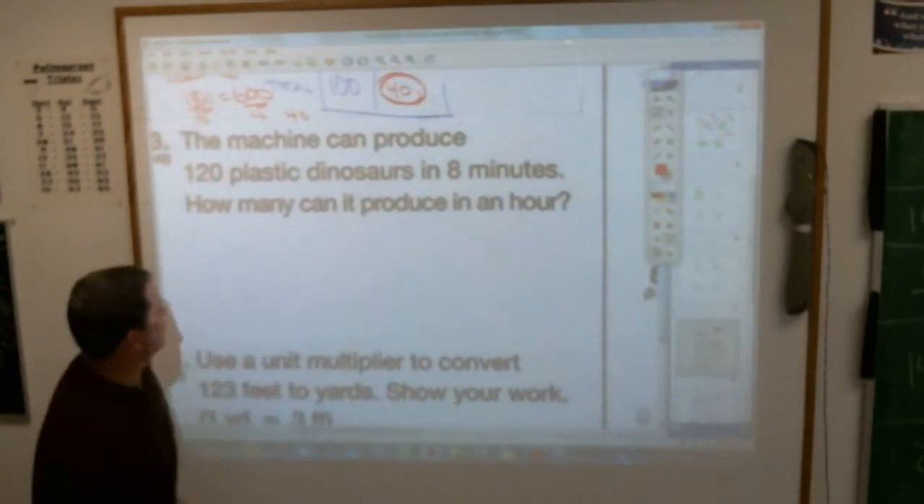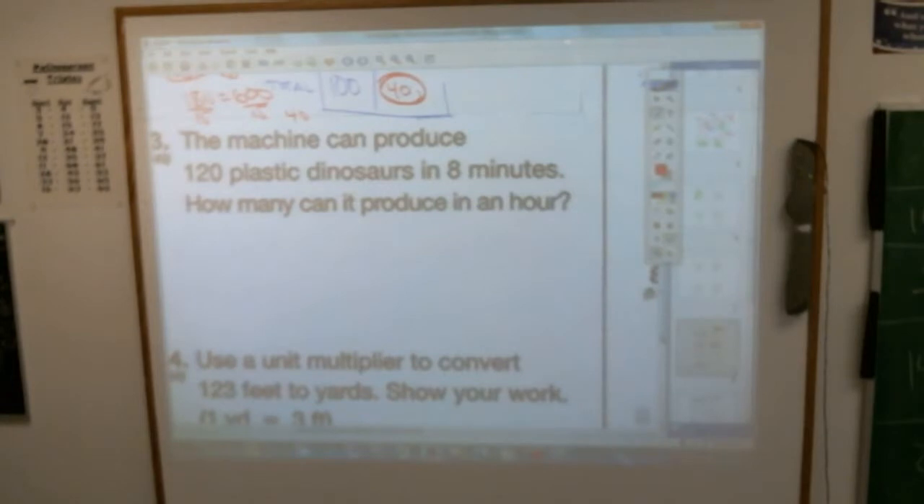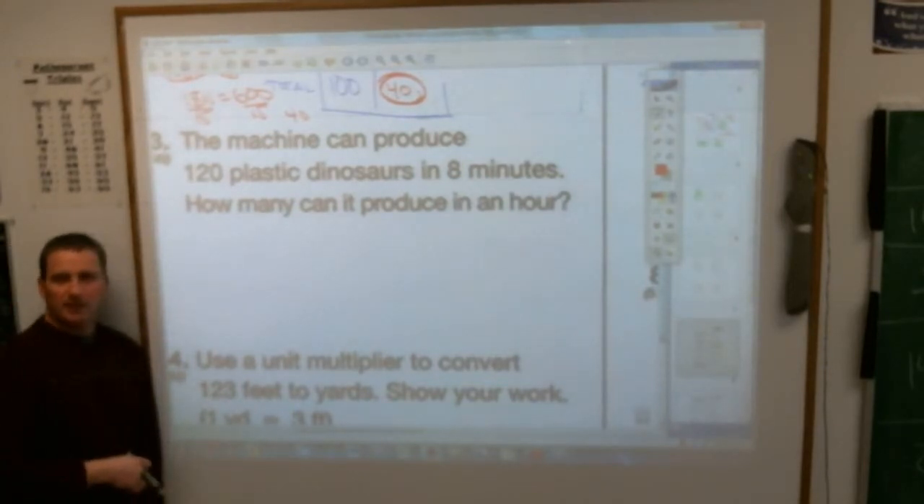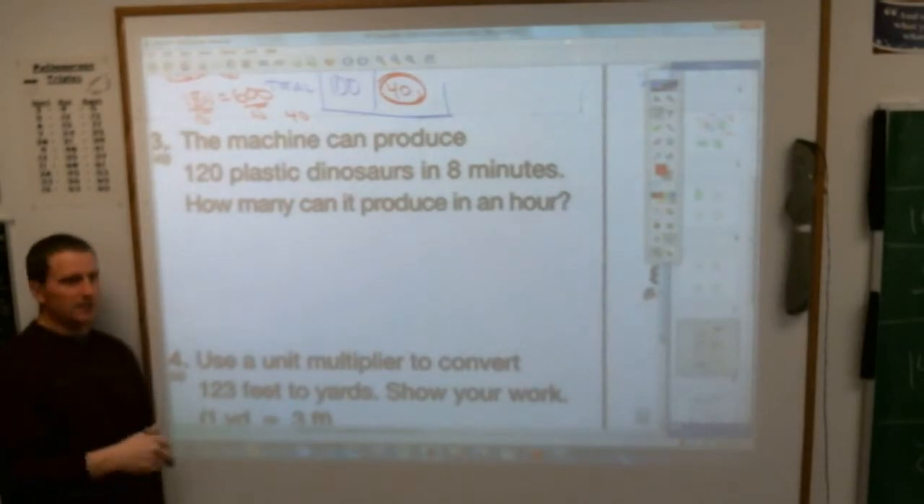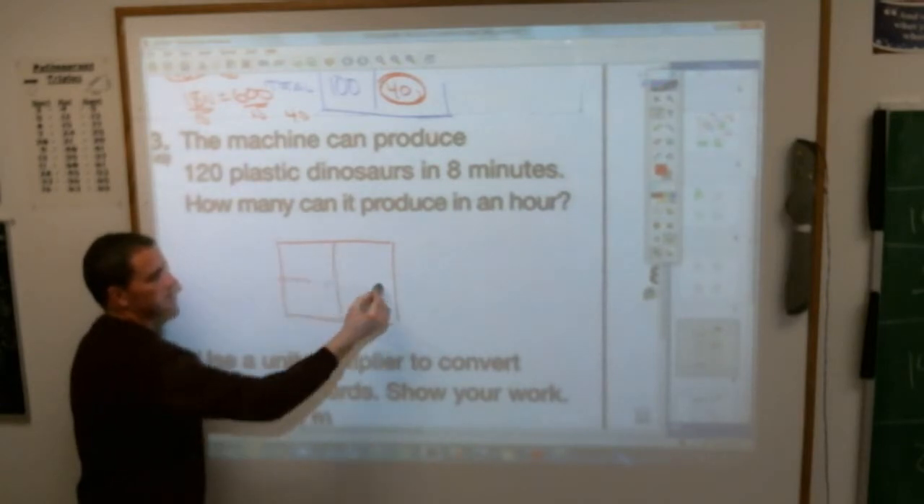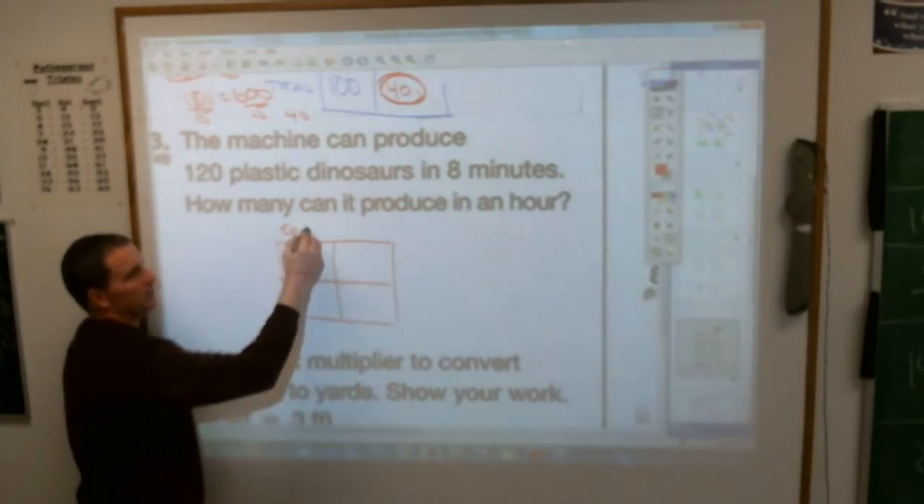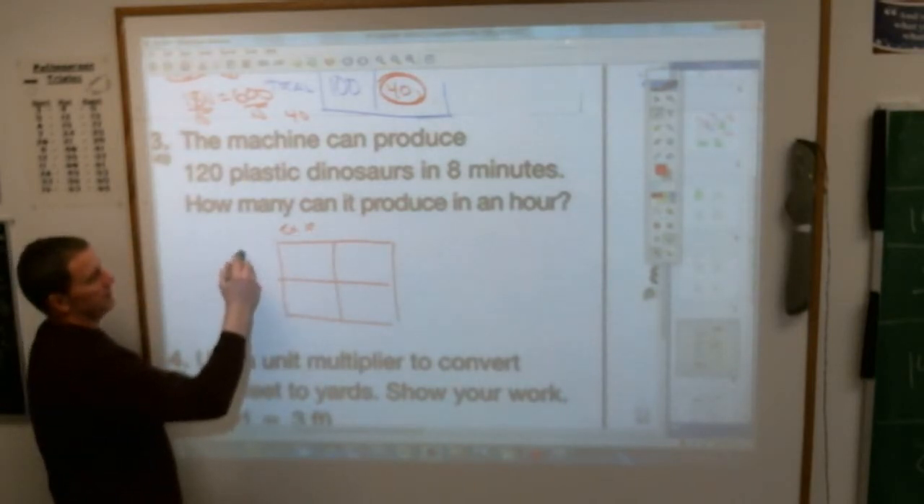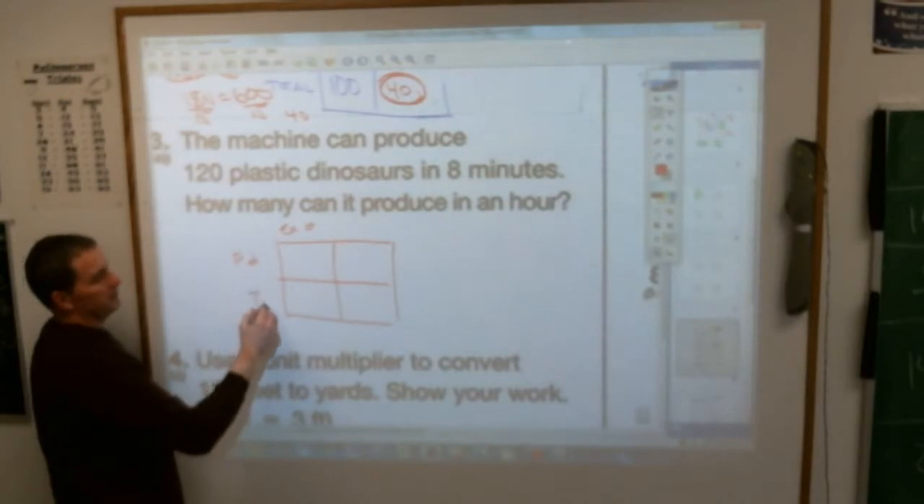The machine can produce 120 plastic dinosaurs in 8 minutes. How many can it produce in an hour? Anybody on that one? This is one where you could do it kind of like the percentage box up there, in that you're given one case and you want to find the other case. So you could do it like this. In the first example, what are you comparing? You're comparing plastic dinosaurs to what time it is.